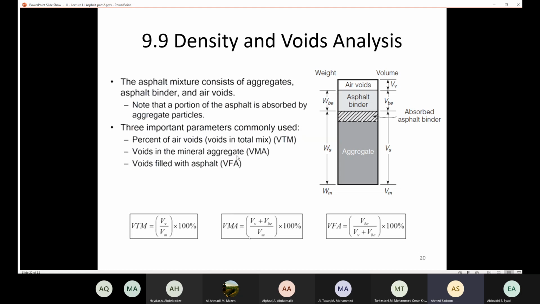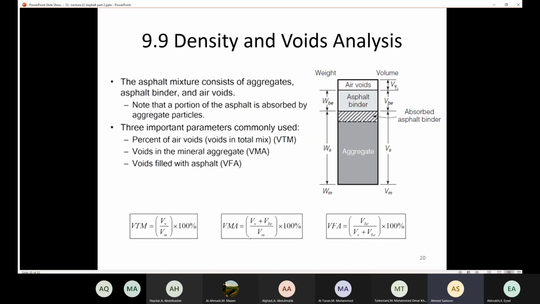VMA, voids in the mineral aggregates, which means that if I put the aggregate only, then what are the voids that result from the aggregate. So if I'm going to fill this only with aggregate, okay, then I need to know how much void I'm going to have, which means that I'm going to ignore the asphalt binder and the air voids. All of this is going to be voids for me because I need to know only the voids because of the aggregate. If I put the aggregate alone here, I need to know the voids.